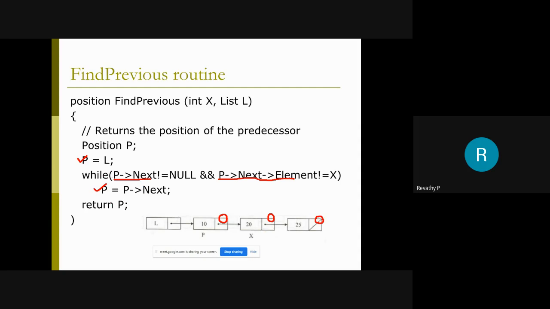So when I want to find the previous of a node 25, that is our consistent representation.